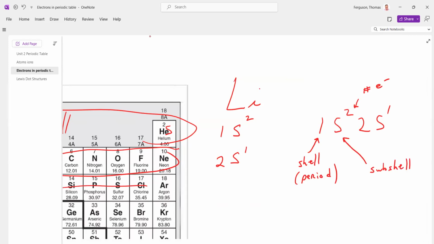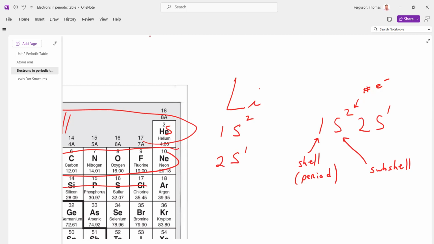And that's the subshell name. So there are three parts. What shell are we on? Which is what period? What's the name of the subshell? How many electrons are in that subshell?